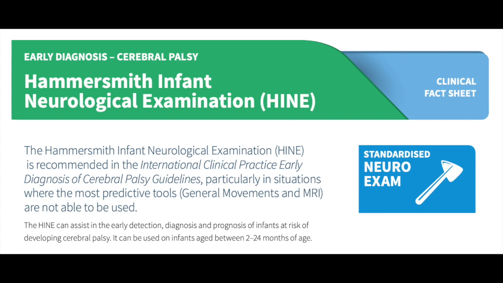A HINE score of less than 57 out of 78, the global total score, at 3 months has a 96% predictive accuracy of cerebral palsy. Parents or clinicians will look at the child in various positions, and they'll score the child from 3 to 0. 3 means it's normal. A 0 doesn't necessarily mean the child has cerebral palsy. It just means that they are experiencing some atypical development.